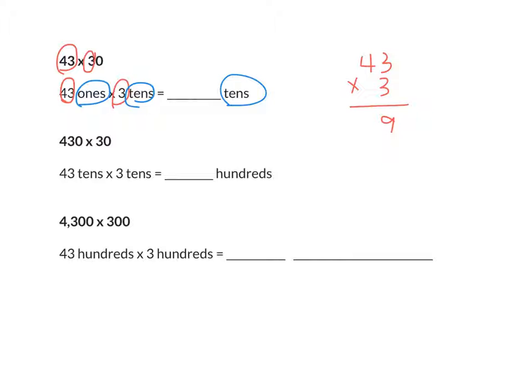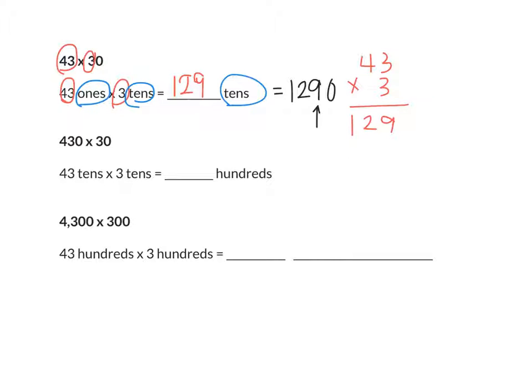Well, 3 times 3 is 9. 3 times 4 is 12. So the answer is 129 tens. How can I write 129 tens in standard form? Well, I have 129, and I need this to be in the tens place, so there must be a 0 at the end. So the answer is 1,290.